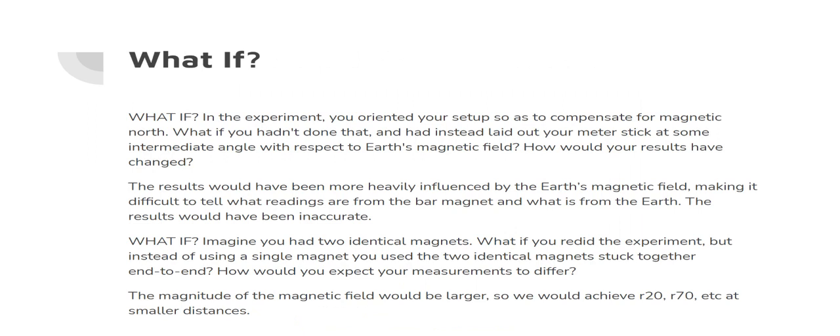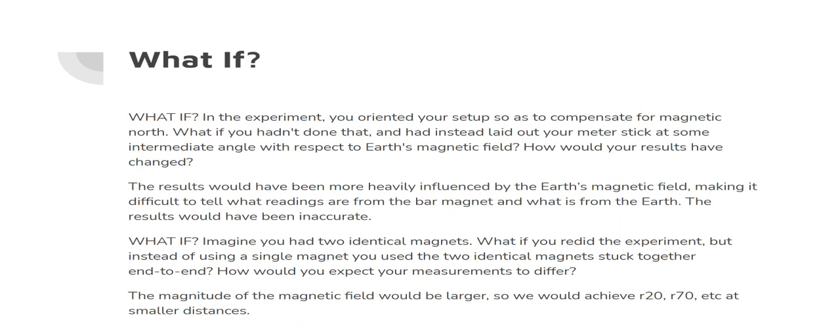And so for our what-if questions: we oriented the setup to compensate for magnetic north. So what would happen if we hadn't done that? The results would have been more heavily influenced by the Earth's magnetic field, making it difficult to tell which readings were from the bar magnet and which were from the Earth. And so the results would have just been inaccurate.